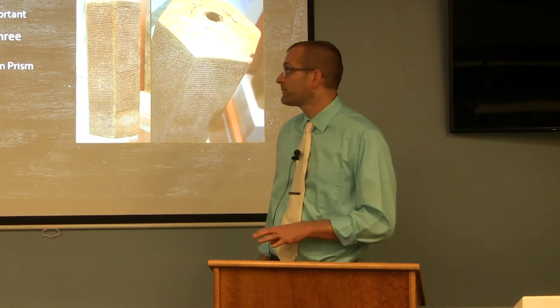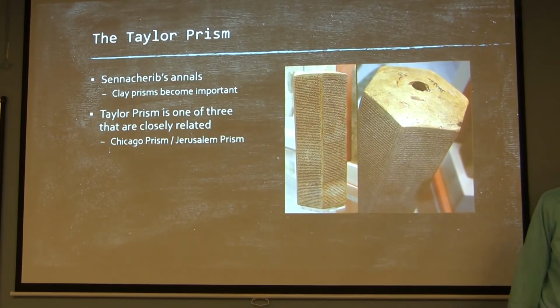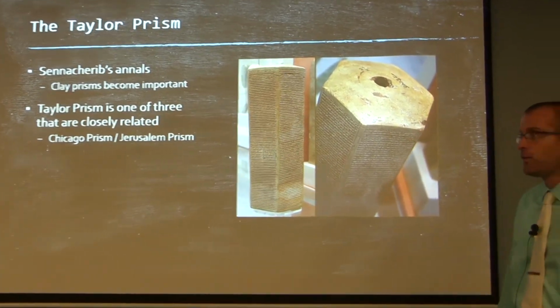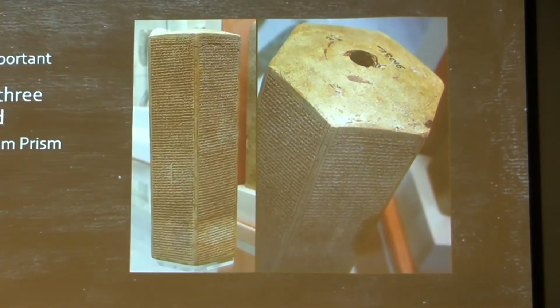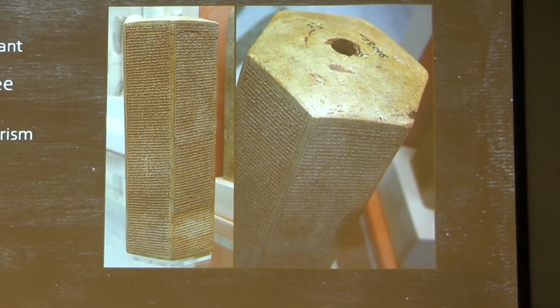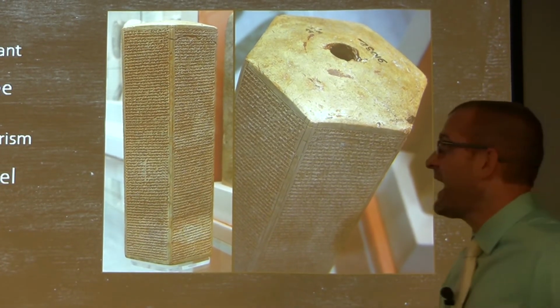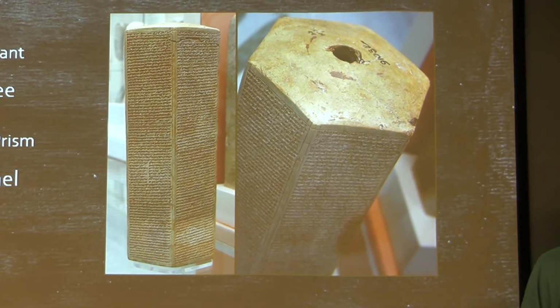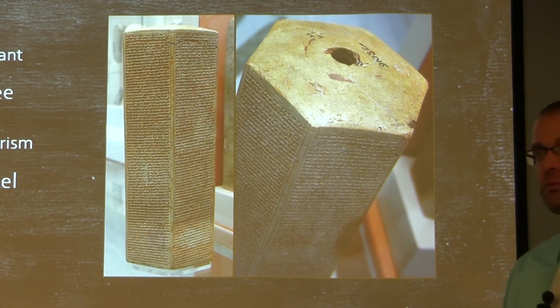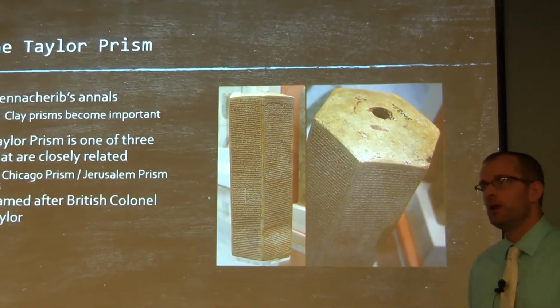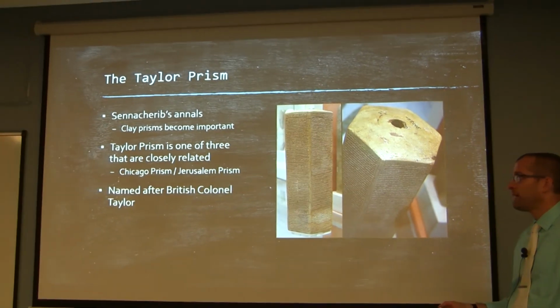It's interesting to consider why they changed from this to this. But the clay prism seems to have become important sometime during Sennacherib's reign because it could hold more writing. This is a picture of the Taylor Prism, and it's named for a British colonel who came into possession of it. We're not really sure how he came into possession of it. We just know that by a certain point in time, there was a publication of the content by the British Museum.